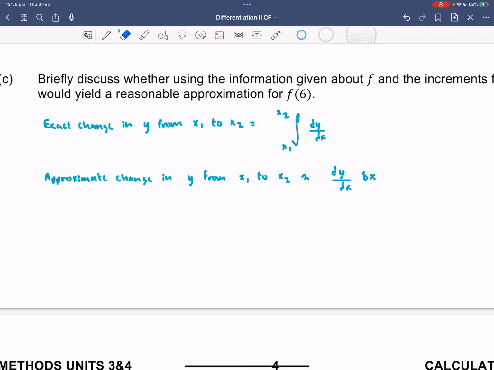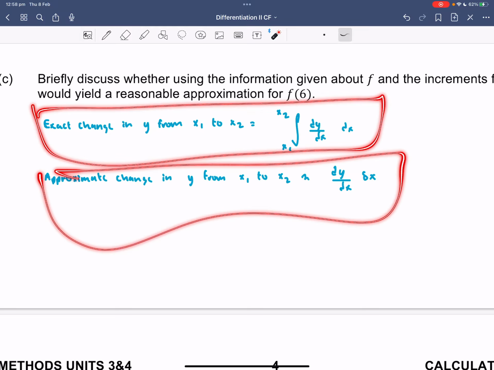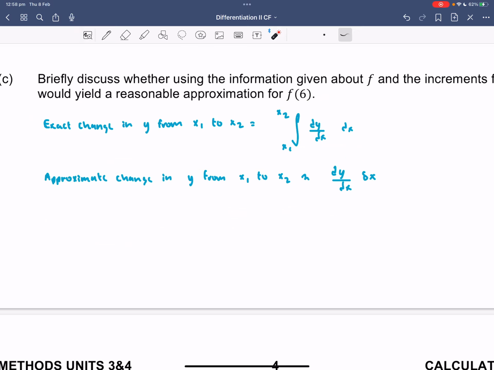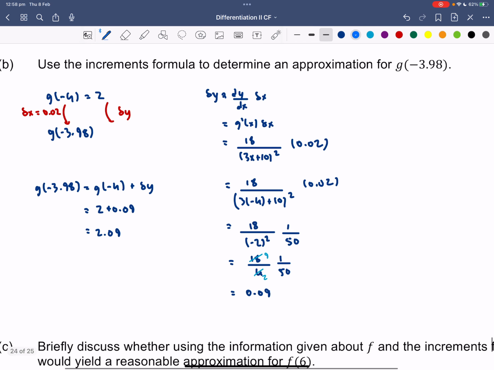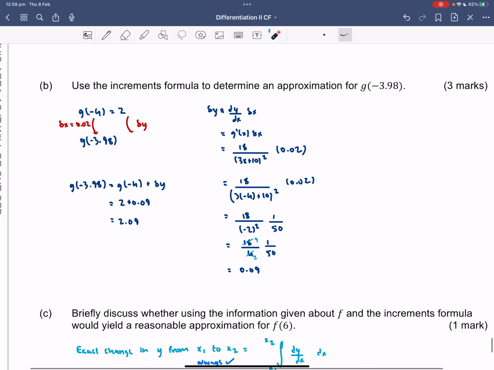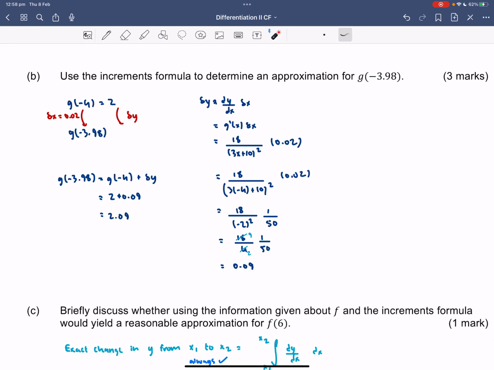Over here I was meant to say dx. We have one formula for the exact change and one formula for the approximate change. But guys, this formula will always work. So this one always works, okay? This one only works if it is a small change in the x value. If it is not a small change in the x value, it is not a reliable approximation, okay? So, for example, over here, the change was from negative 4 to negative 3.98. That was a very small change, all right? Which means the formula is reliable.